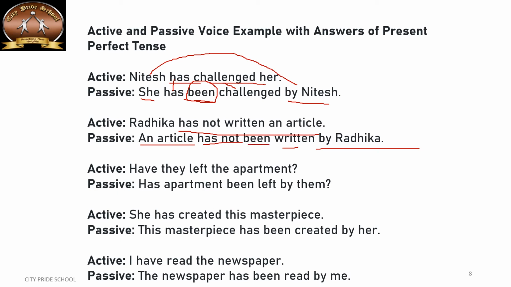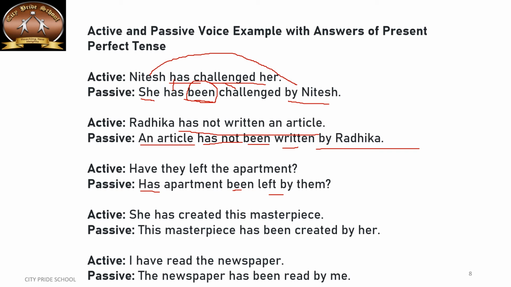Have they left the apartment? Interrogative sentence. Now apartment is singular, so we have used has. If it were apartments, then we would have used have: have apartments been left. So here it is, has the apartment been left by them. Another example: she has created this masterpiece.